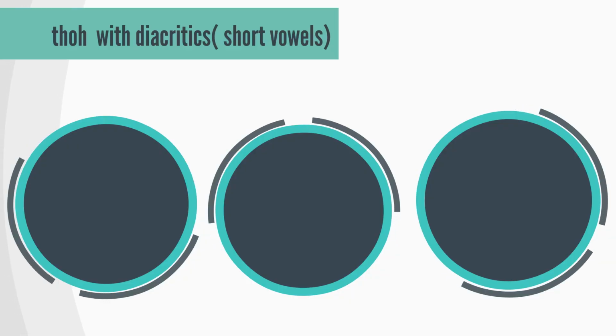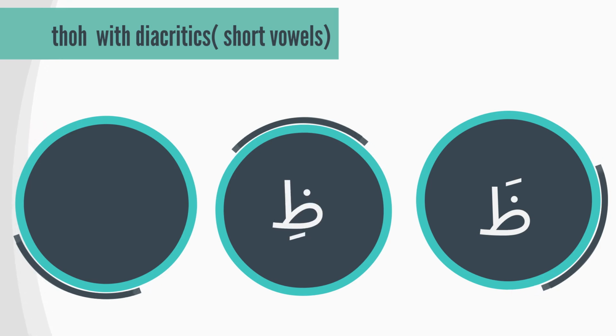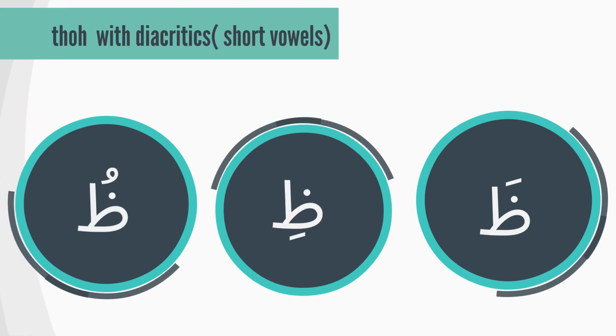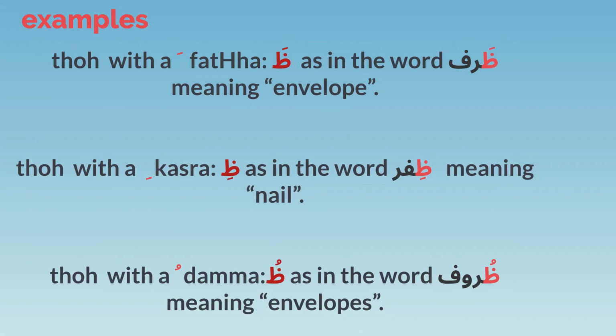حرف الظاء with short vowels. ظ, ظي, ظو. Let's read some examples here.